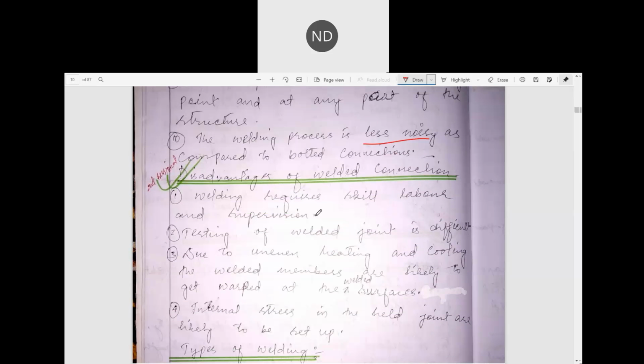Now there are some disadvantages also. Welding requires skilled labor and supervision. Testing of a welded joint is difficult due to uneven heating and cooling. These are the disadvantages. I think if you read yourself, you can understand.